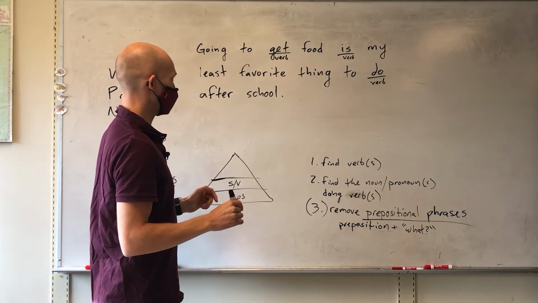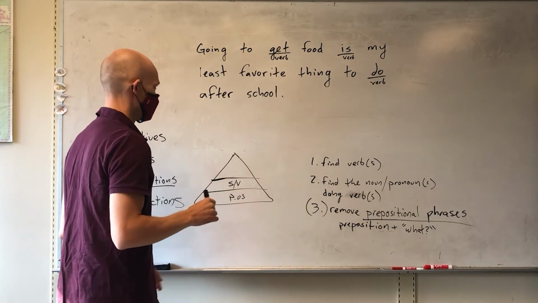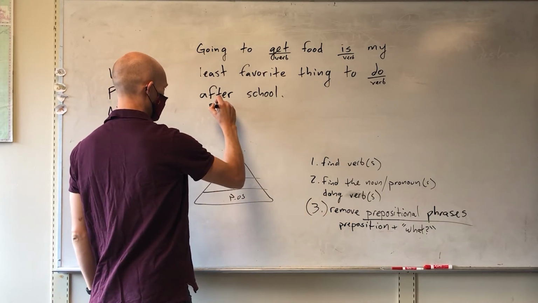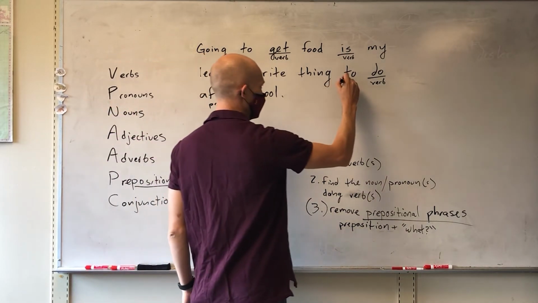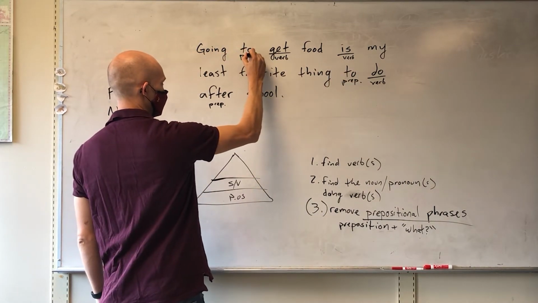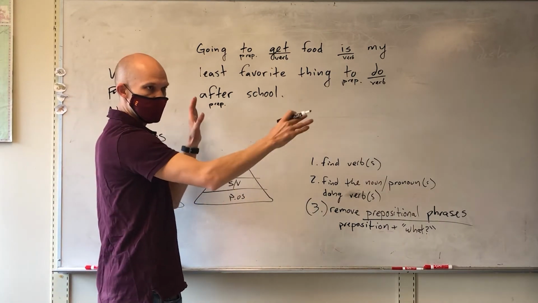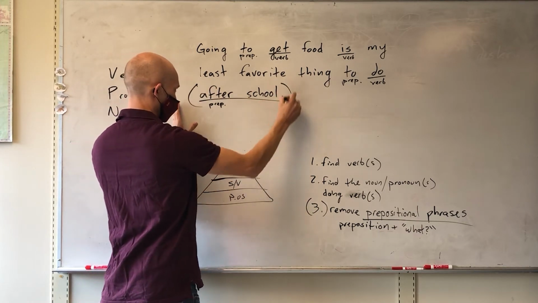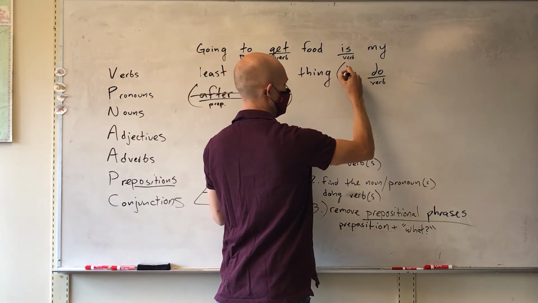So you find your parts of speech, or excuse me, your prepositions, and what are they here? After. Preposition. What else? To is a preposition. What else? The other two. Okay, great. So let's get rid of our prepositional phrases. After what? School. After school. So that's a prepositional phrase. Let's get rid of it. To what? To do. Okay.